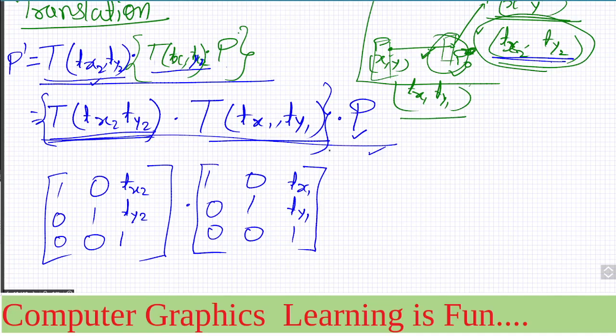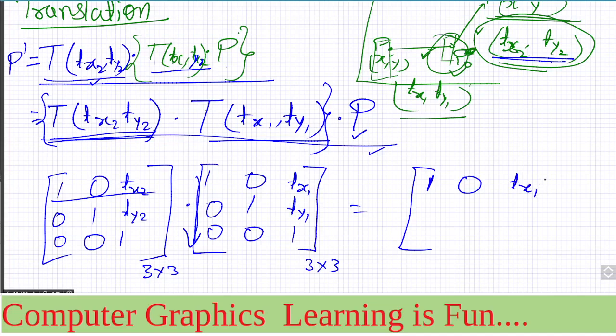So, let me find the multiplication of these two matrices. First of all, tell me whether I am allowed to multiply these two matrices. Yes, sir. So, what will be the result? 1, 0. Here you will get 1 only. This will be multiplied by this. Then 0, 0. Then tx1 plus tx2.